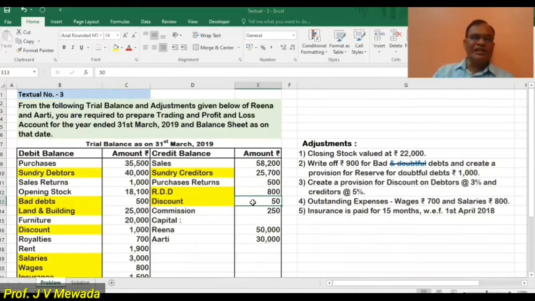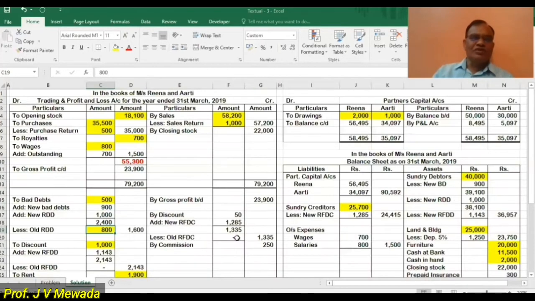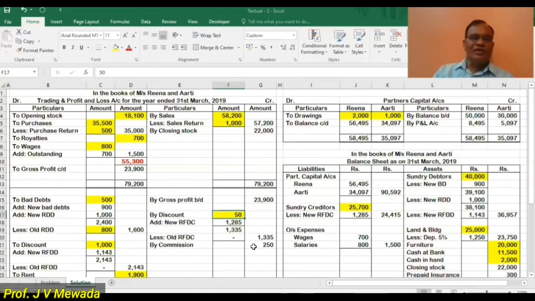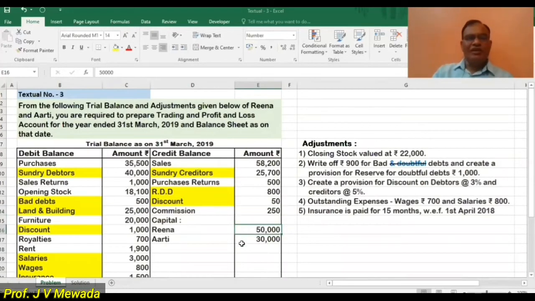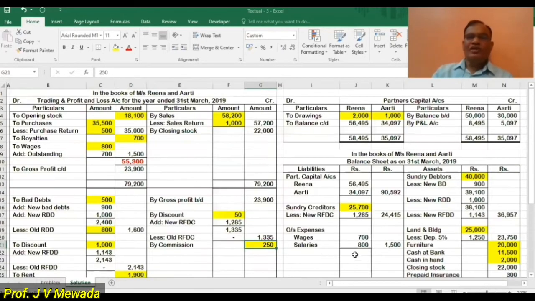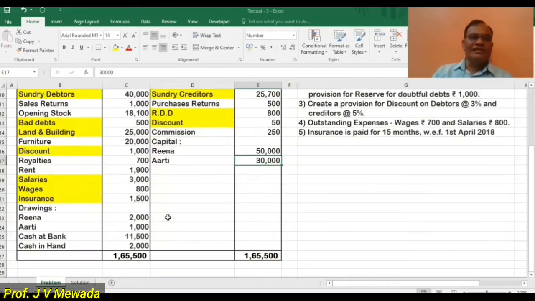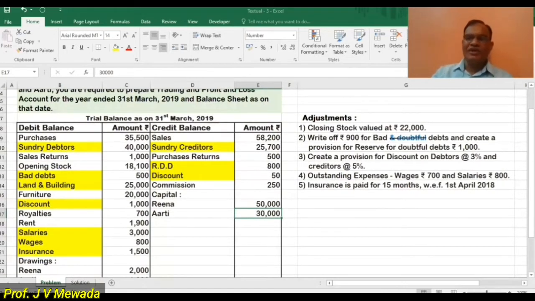Then we are having discount credit, discount received. So we have formula on the credit side by discount. There we are writing in the formula. Then we are having commission. Commission is our income. So we are showing commission on the credit side of profit and loss account. We are having capital of Reena and Aarti. So we'll transfer to the capital account on the credit side. Capital of Reena 50,000 and capital of Aarti 30,000. So now the transfer of trial balance on the debit side and credit side is over. Now we'll see the adjustments one by one.